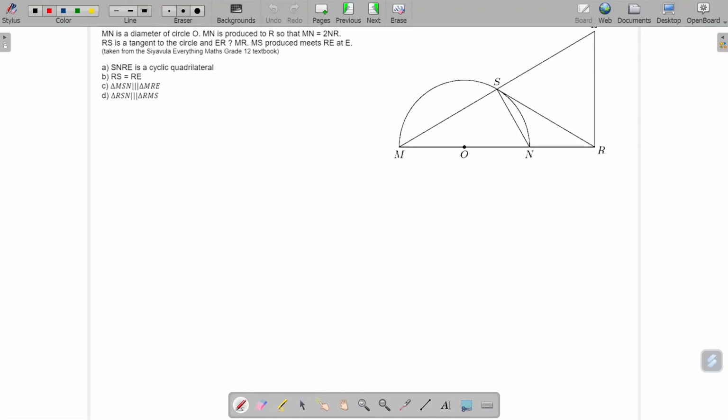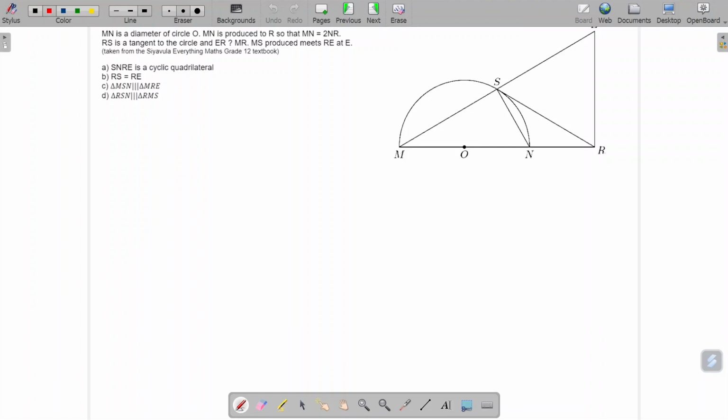Okay. What I'd now like to do is look at a second example, and the second example is perhaps a little bit more advanced and perhaps a little bit more linked to the matric work. Again, this time I've been given a diagram and a piece of text that describes the diagram. MN is the diameter of the circle O. Again, we have a diameter. MN is produced to R, such that MN is twice the length of NR. RS is a tangent to the circle, and ER is perpendicular to MR.